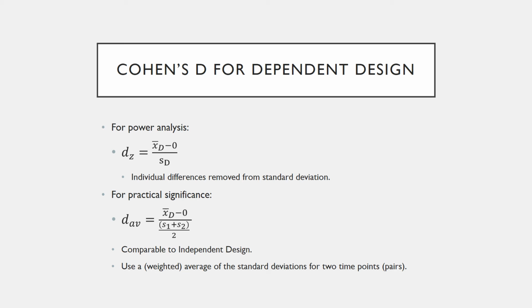When we do this, though, the standard deviation is usually on the smaller side, because the individual differences are removed. So we have less noise going on, and our standard deviation is smaller, which is great. But what happens is our effect size might look really big when you compare it to an independent design. And that's because the standard deviation in an independent design doesn't have the individual differences removed.